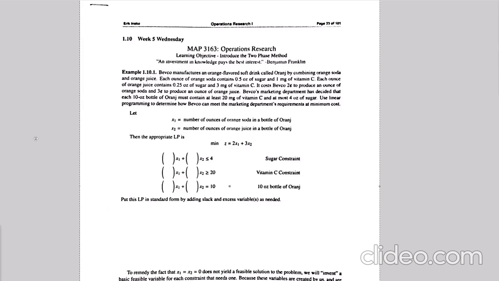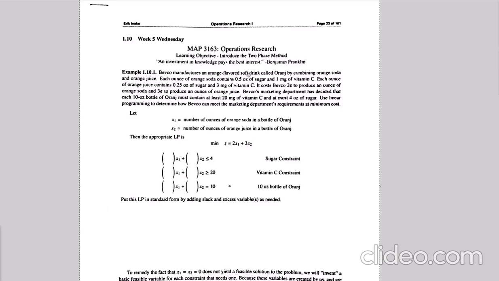Two-phase method is another way that you can solve problems that have greater than or equal to's or equal to's as constraints. So you can use two-phase or big M. The only benefit to two-phase really is that if there's no feasible solution, you might come to that conclusion a little bit faster. But anyway, let's take a look at this problem.